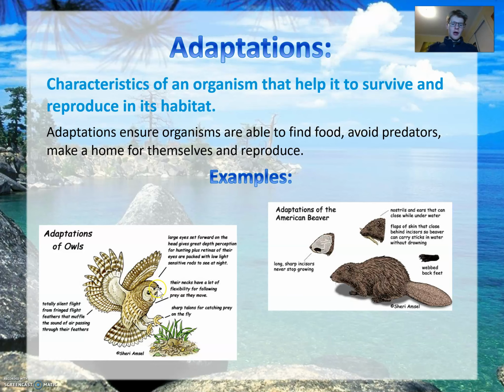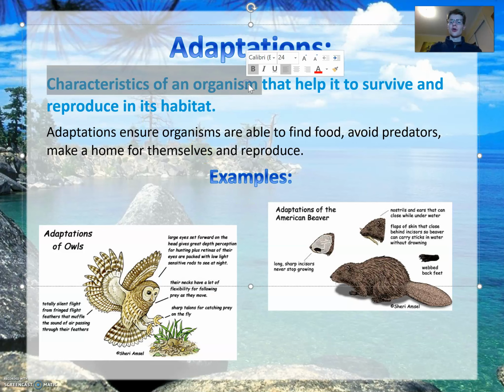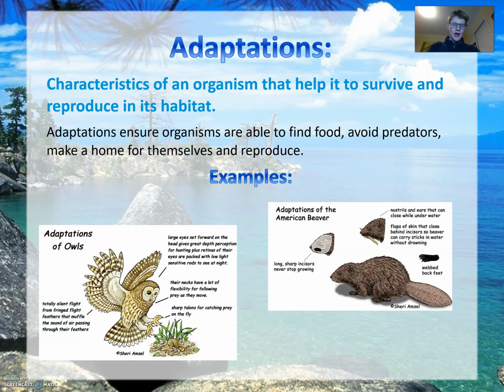For example, if you ask why is it that an owl has wings, why is it that an owl has talons, why is it that an owl has really big eyes? Well, those are the different adaptations of an owl. Why is it that a beaver has the tail that it has? Why is it that it's got really long, sharp, pointy teeth? Why is it that it's got the really thick fur? Well, those are the beaver's adaptations. Adaptations are the characteristics of an organism that help it to survive.